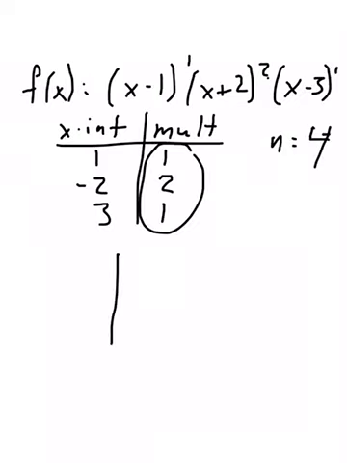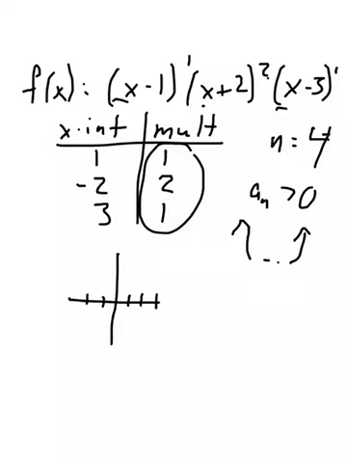So if we want to do the graph of this, the degree is 4, it's even, so we know it's going to open up or down. The coefficients on all the x's were positive, so that means our leading coefficient is going to have to be positive. So it's going to have the end behavior where it opens up. And now we can plot the x-intercepts, the 1, the -2, and the 3.